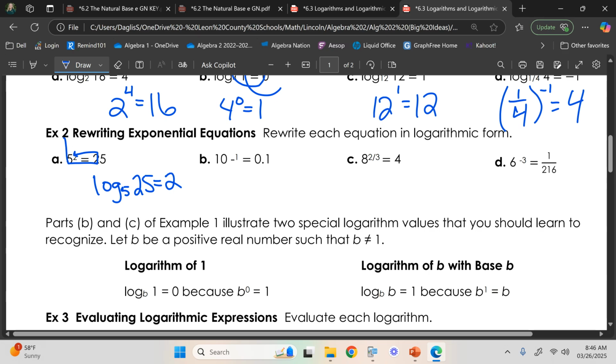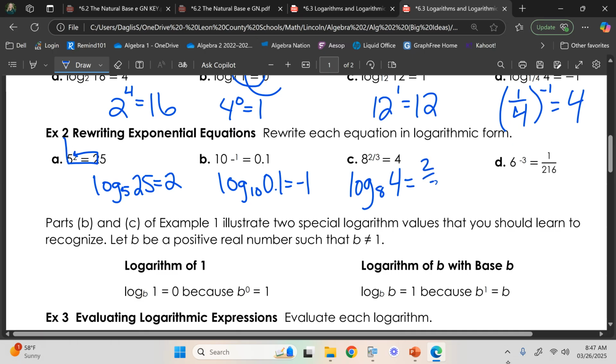Emily, part B. Log base 10 of 0.1 equals -1. Good. Emily, calling somebody. Chloe. Chloe, part C. Time to shine. You got this. Log base 8 of 4. Good. Equals... Yes.